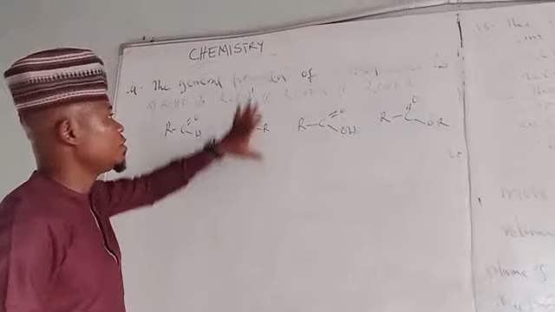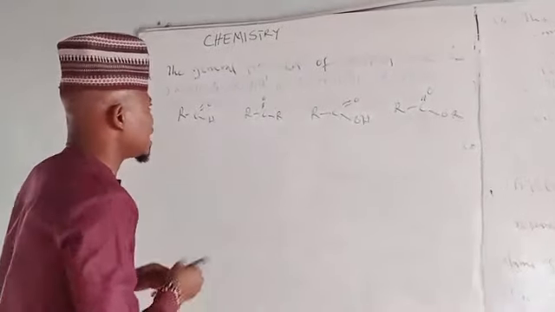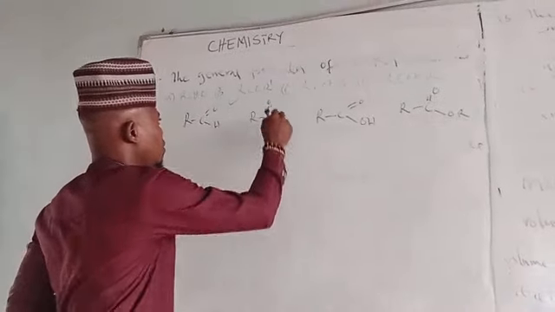So if you don't know the functional group, you fail this question. The correct answer is what? B, RCOR. That's the correct answer for this question.